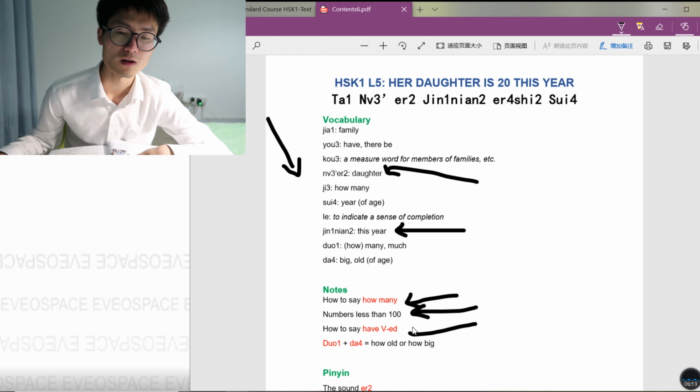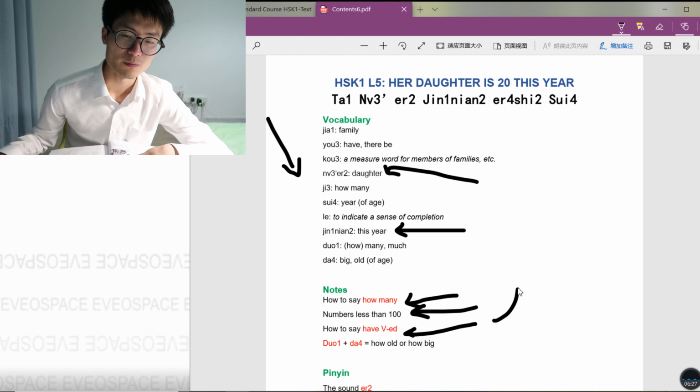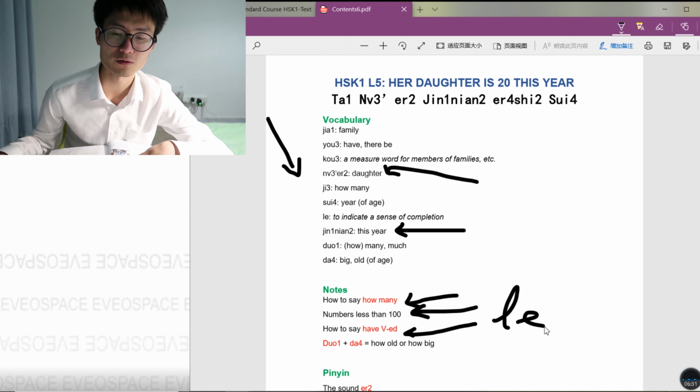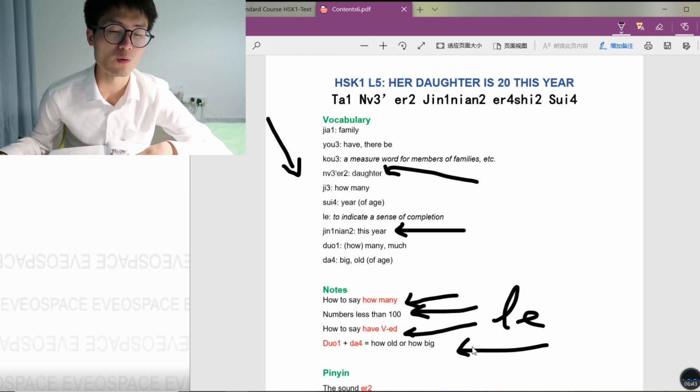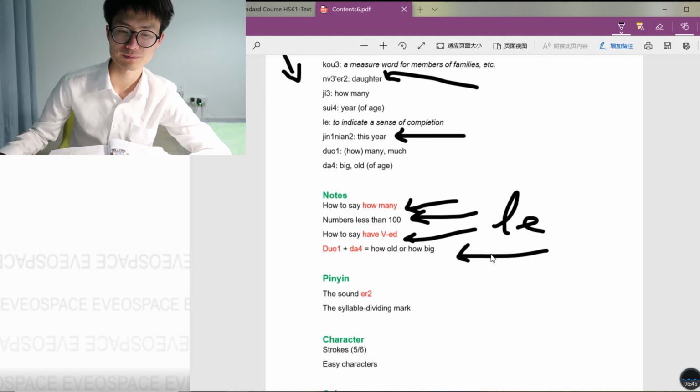And then we have learned how to say the perfect tense. The perfect aspect, sorry. Basically, you add le to a sentence, after a verb. And then we have 多大, which means how big or how old.